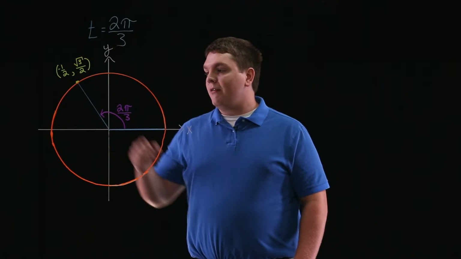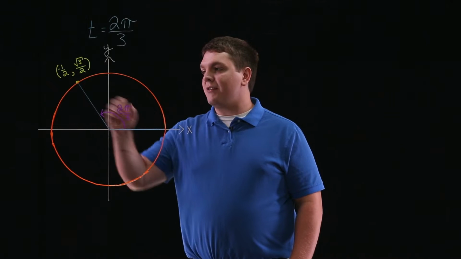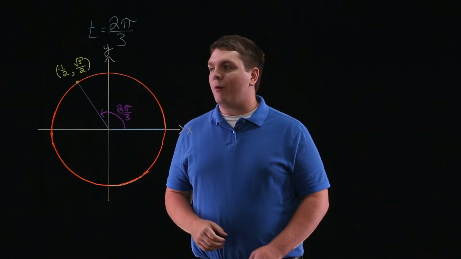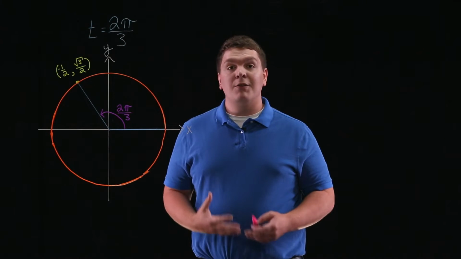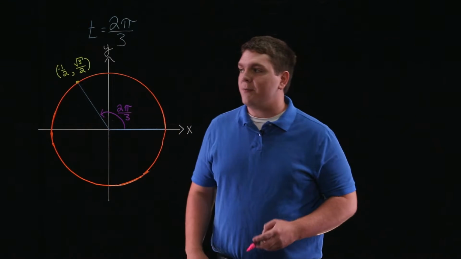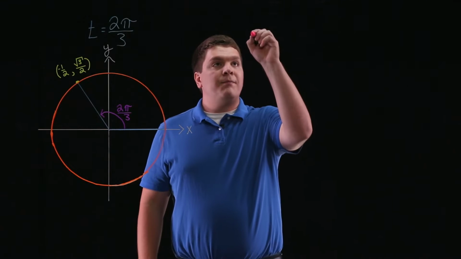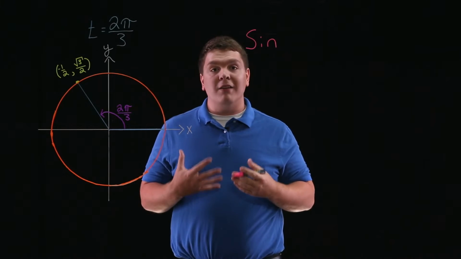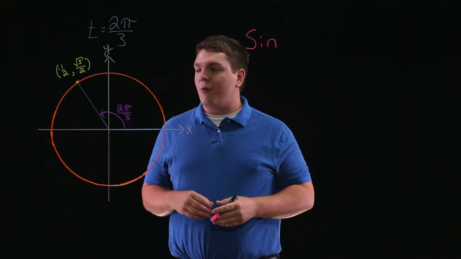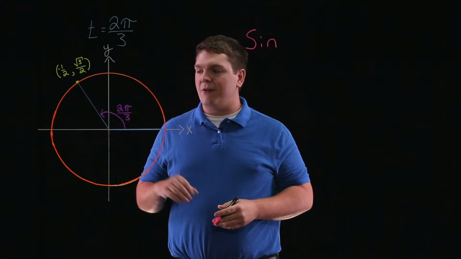Now, the point at which the angle intersects the circle is the point -1/2, square root of 3 divided by 2. And we're going to use this point to evaluate the 6 trigonometric functions. So let's start with sine. We know that sine of any angle theta is just the y value of the point which intersects the unit circle at that angle theta.